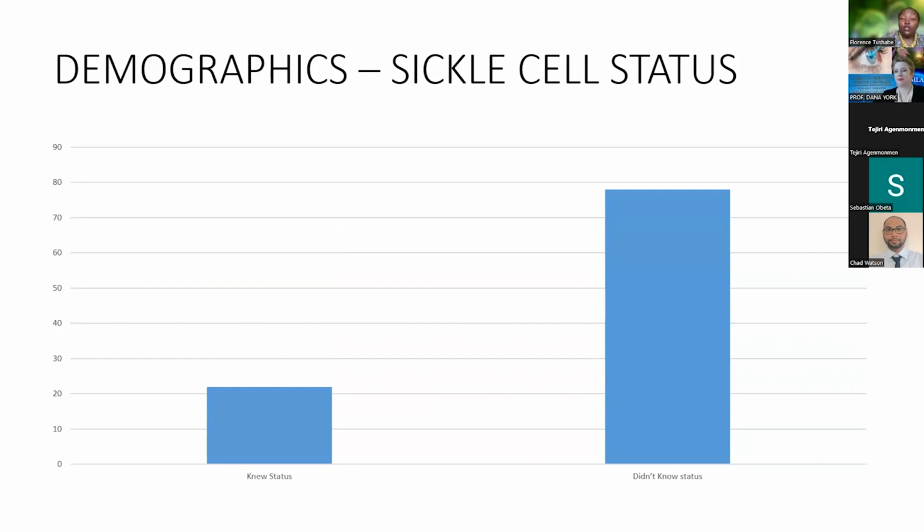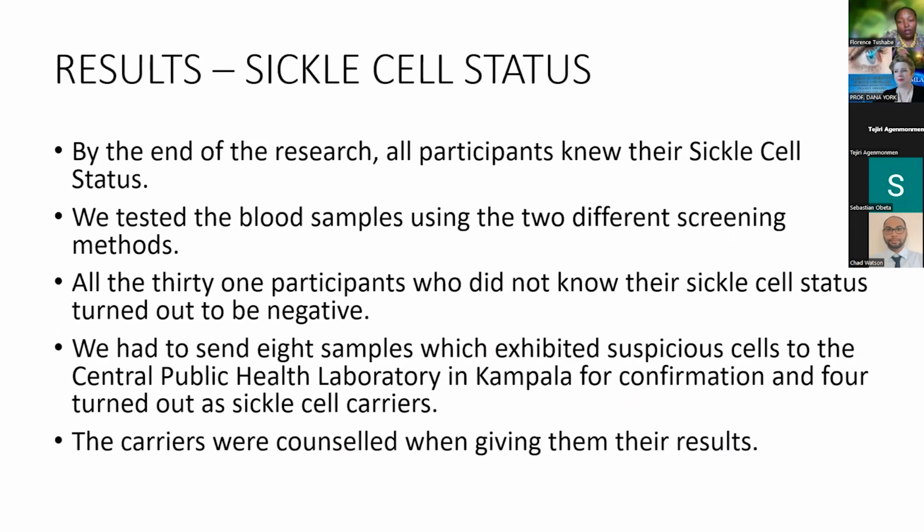Then we had 2 students who feared to come back to give the second sample to send to Kampala for confirmation. But at least they're aware that they should go and confirm if they have the sickle cell trait, if they are carriers, or if they are normal. So by the end of the research, all the participants knew their sickle cell status.